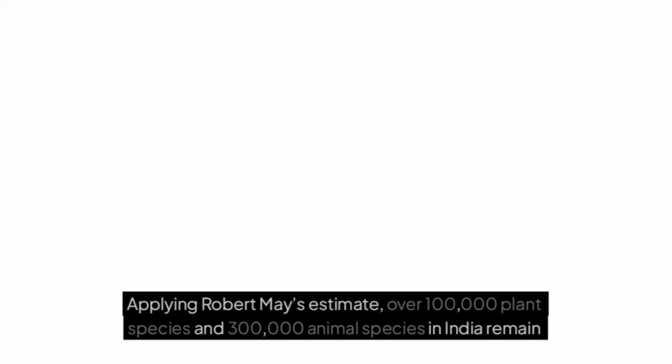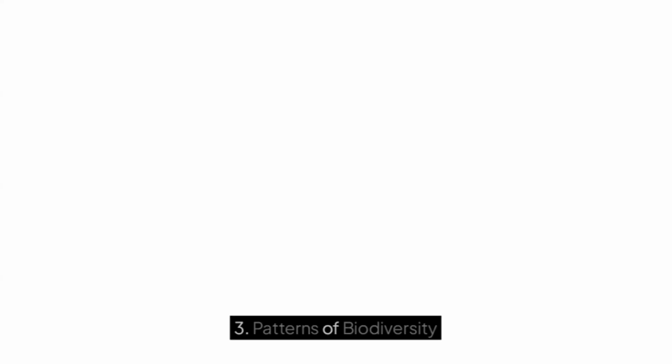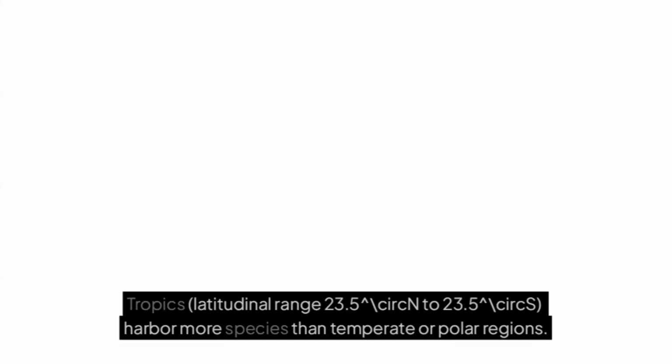3. Patterns of biodiversity. Latitudinal gradients. Species diversity is unevenly distributed. It generally decreases from the equator toward the poles. Tropics, latitudinal range 23.5° N to 23.5° S, harbor more species than temperate or polar regions.